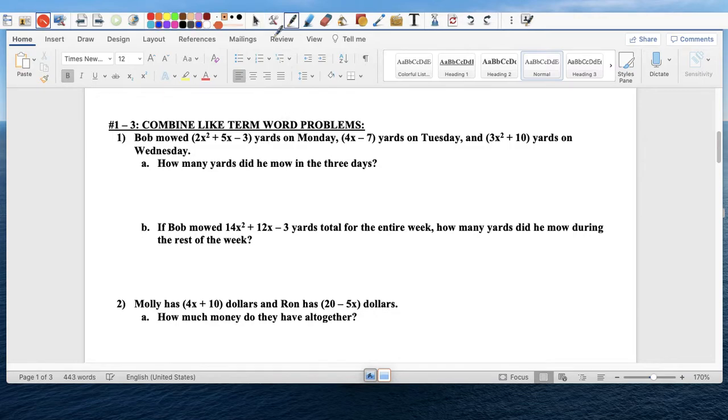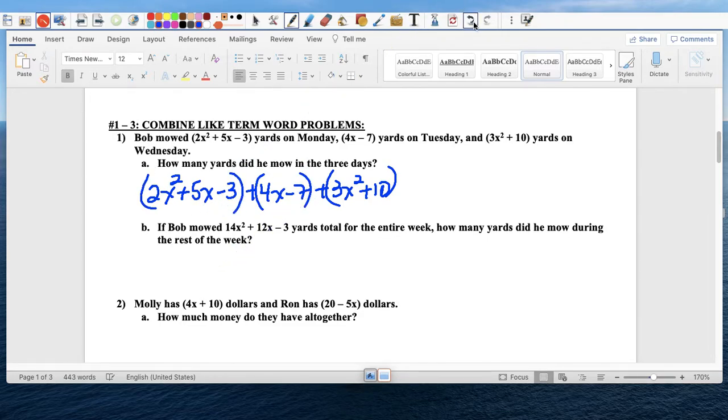This started really quick. So Bob mowed that amount on Monday, that amount Tuesday, that amount on Wednesday. How much did he mow in 3 days? So again, in this case, I can write it like this without the parentheses because we're adding. All right, so I'm going to put the parentheses. If I have parentheses because we're adding those like this, and if I remove the parentheses, it would all be the same. So because I'm adding, I don't have to.